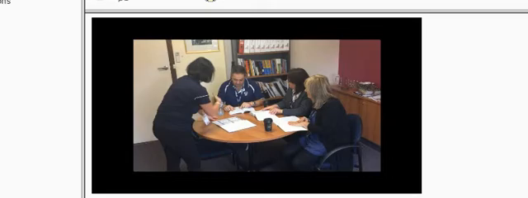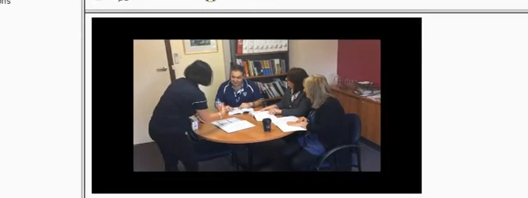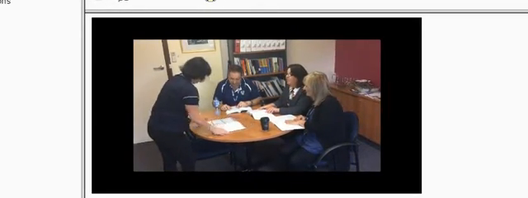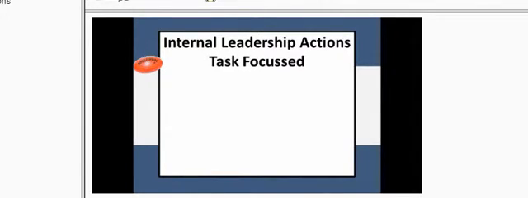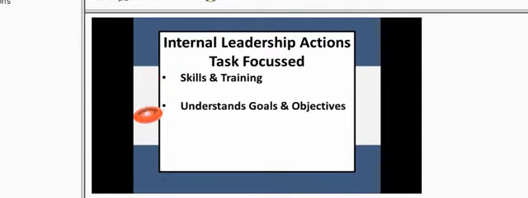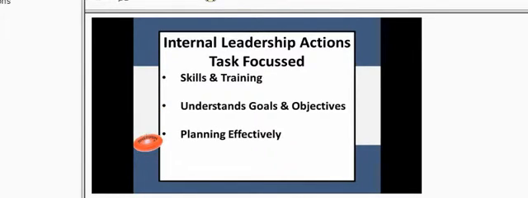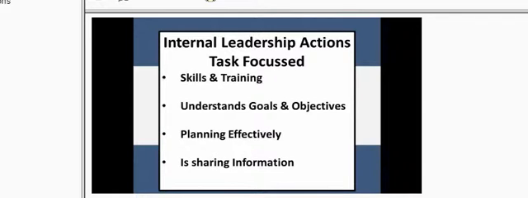Task-focused actions are taken to improve the performance of tasks which are completed in order to meet the team's objectives. These actions may be concentrated on the structure of the team, the tasks to be performed, or the timelines to be met. Some internal task-focused leadership actions suggested in the HAO model for team leadership will ensure the team has the appropriate skills and training to perform their roles, understands the team goals and objectives, is planning effectively to achieve these goals, is sharing critical information, and are all performing their individual roles effectively.